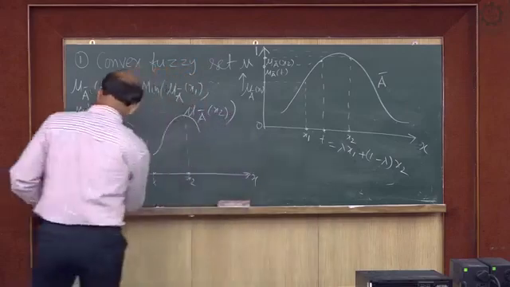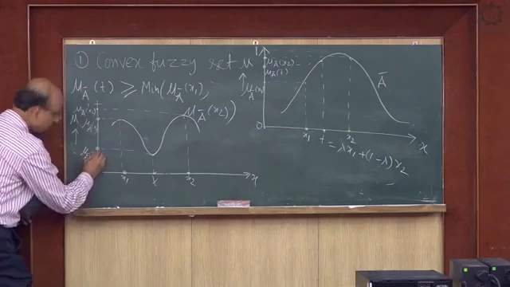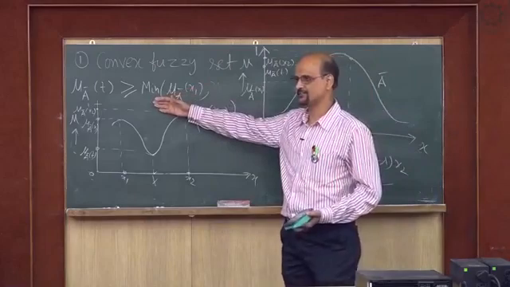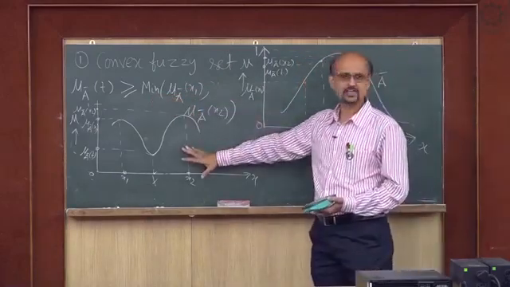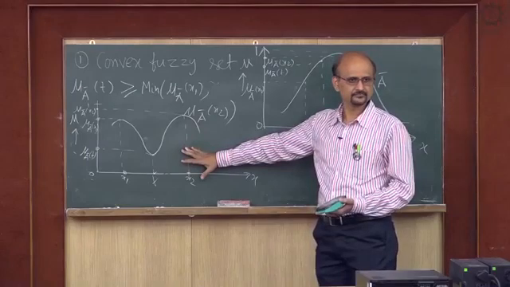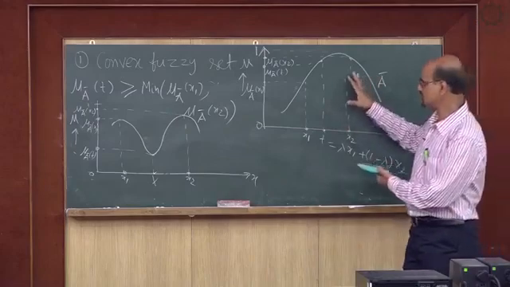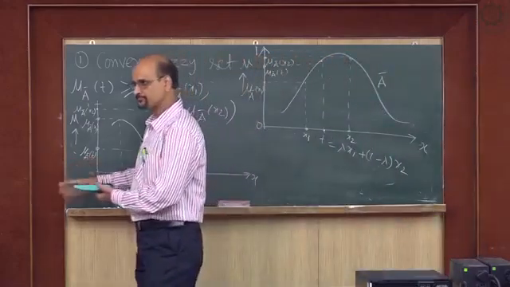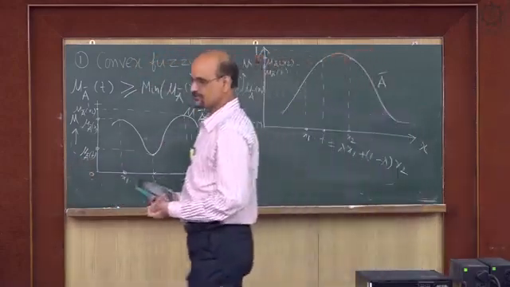I take any point in between, say this point t. Now this is your mu A bar t. You see clearly that it will not satisfy this condition, so I cannot say that this is a convex fuzzy set. Now geometrically also, I hope you are clear what is a convex fuzzy set and what is non-convex. Clear?